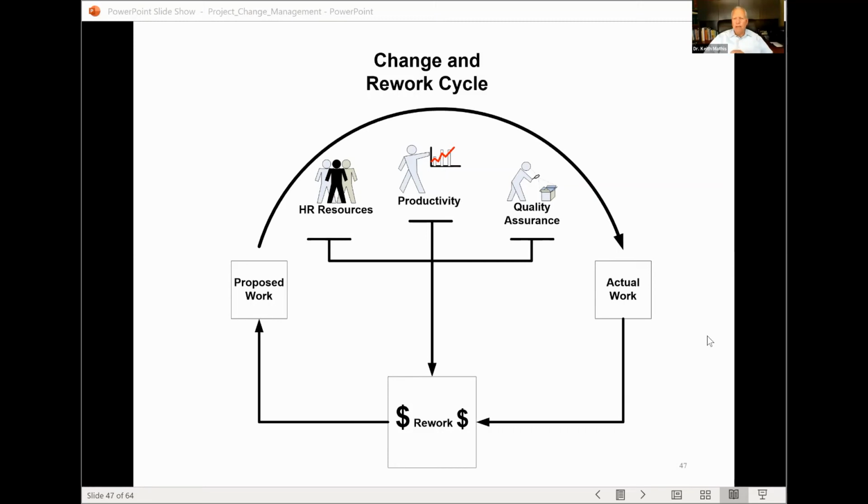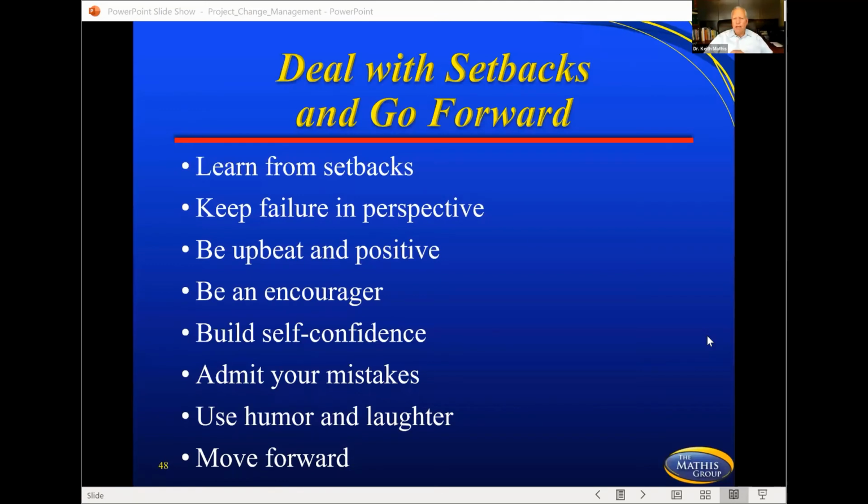Okay, so let's talk about how to deal with setbacks and go forward. Every project almost always will have some type of setback, some type of issue. No big deal. We all have. That's why we're all on medication, because we're in project management. We deal with these setbacks and these situations. So we've learned over the years how to do that and move forward with our projects.